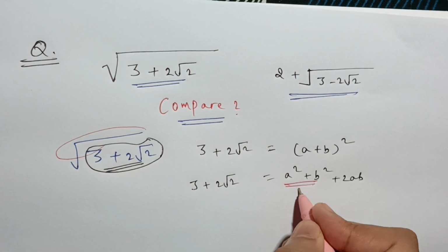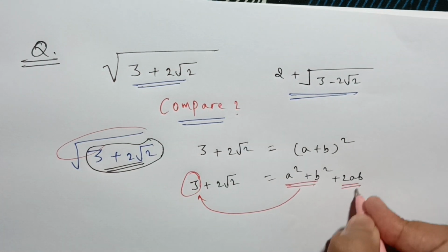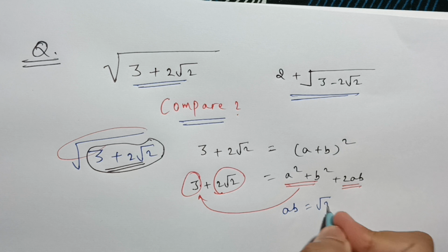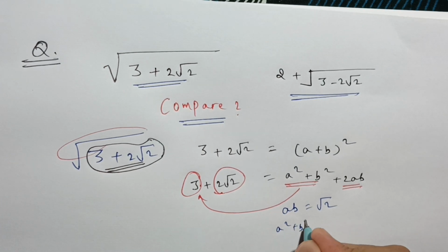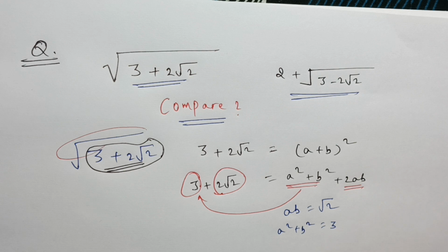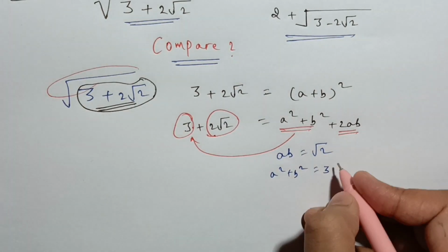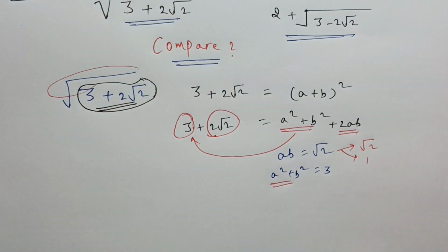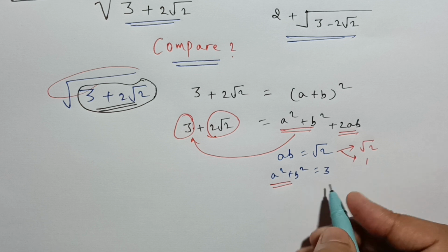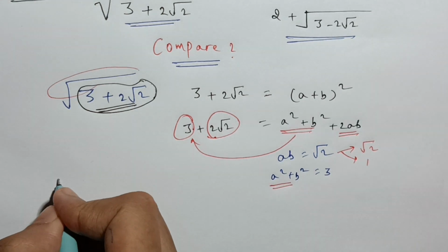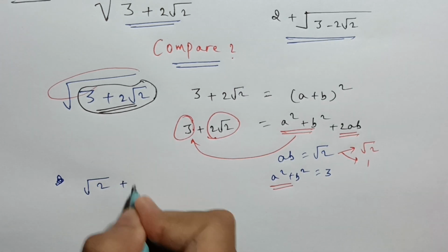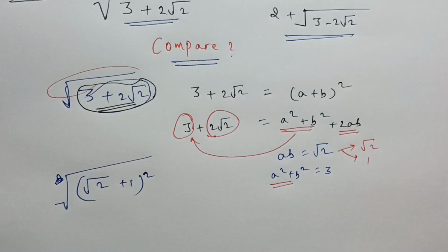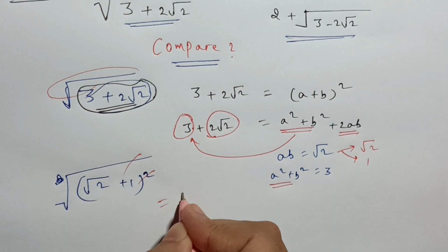Okay, now if I map them, a square plus b square will be 3 and 2ab will be 2 root 2. So can I say that ab is equal to root 2 and a square plus b square is equal to 3. So I want two numbers a and b such that their sum of squares is 3. So let's say I will take root 2 and I will take 1. So root 2 square is 2 and plus 1 square is 3. So it means that we can rewrite this as root 2 plus 1 whole square, and since there is a square root, I will put a square root. So obviously this will cancel out. So from here I will get root 2 plus 1.